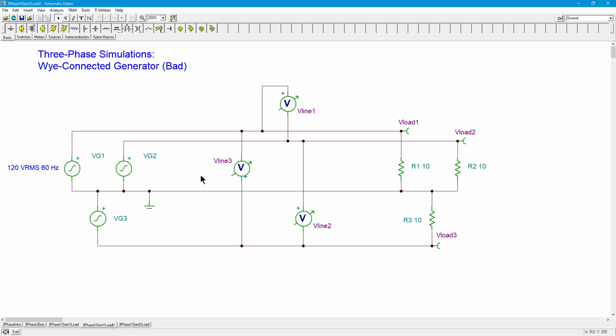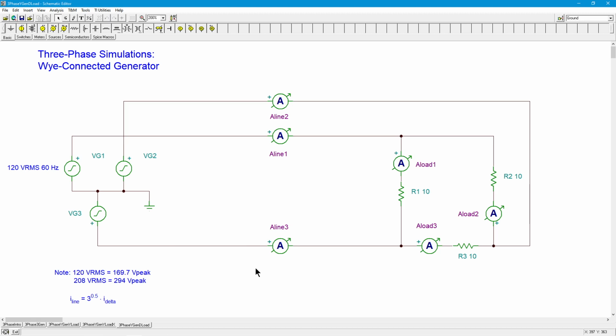All right. So let's turn our attention now to a Y generator with a delta connected load. Here the interesting thing would really be the currents. We've already determined based on the preceding one that the line voltages, for the 120 volts that we have for the generators, are going to work out to 208 volts. So I ripped those voltmeters out, and instead I put in some ammeters so we can see what is going on over here.